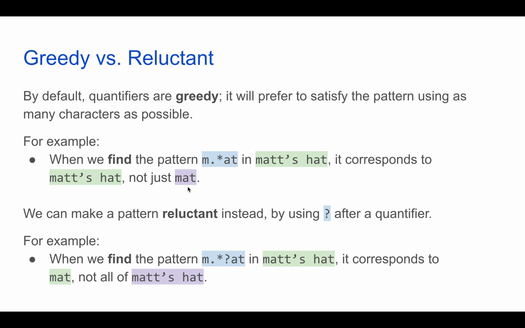Does that make sense to everyone? So M dot star AT, because quantifiers are greedy, it's going to go for the larger option instead of the smaller one.